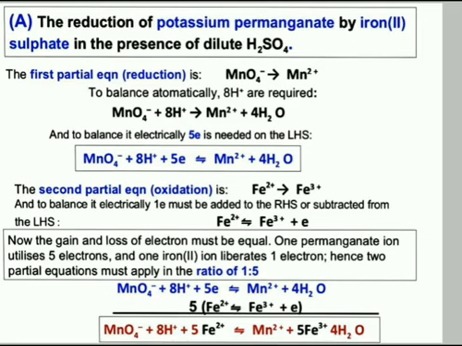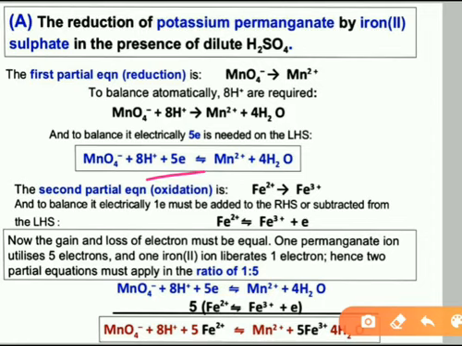So to balance this equation, we need to add 8 protons, and it gives Mn2 plus and 4 water molecules. And to balance it electrically, 5 electrons are needed on the left hand side, so we have added the 5 electrons on the left hand side here, and we are getting Mn2 plus and 4 water molecules.